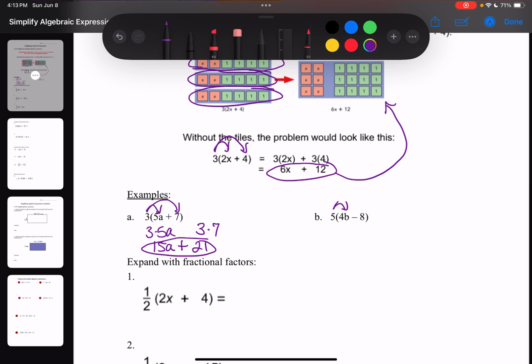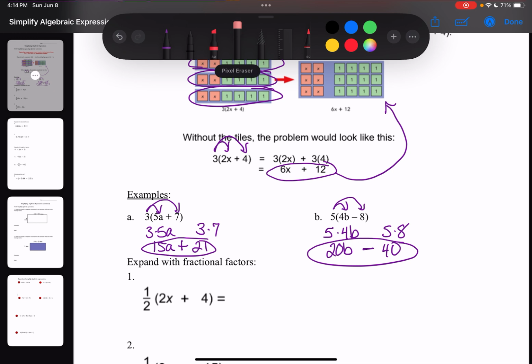For example B, we're going to do the same thing and multiply 5 times the 4b. Remember, you can multiply anything you want together. You just have to make sure that if you are adding or subtracting, it has the same letter. 5 times 4b is 20b, and 5 times 8 is 40. And then we're going to continue to keep the subtraction sign that was in between the two terms in the original expression in the answer.